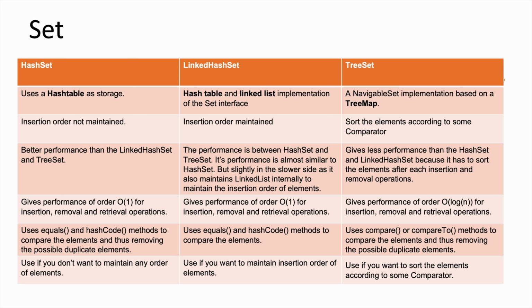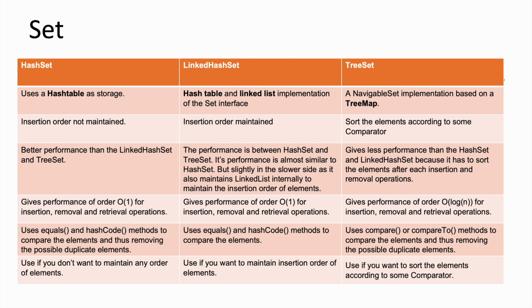A HashSet uses a hash table as storage, and a LinkedHashSet uses a hash table and a linked list. So it's a hash table and linked list implementation of the Set interface. Then a TreeSet is a navigable set implementation based on a TreeMap. The HashSet does not maintain order, whereas a LinkedHashSet maintains order of insertion, and a TreeSet sorts the elements according to some comparator.